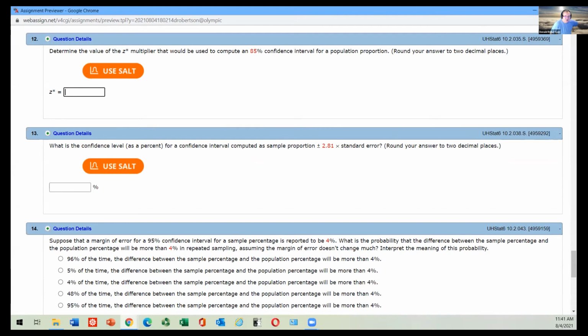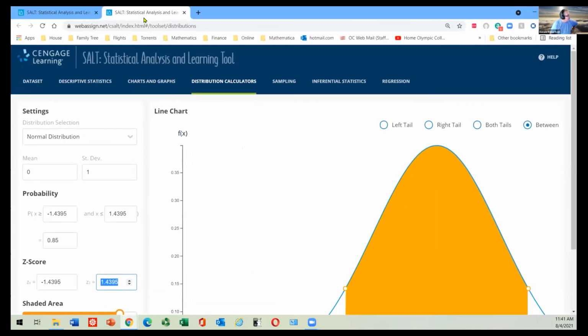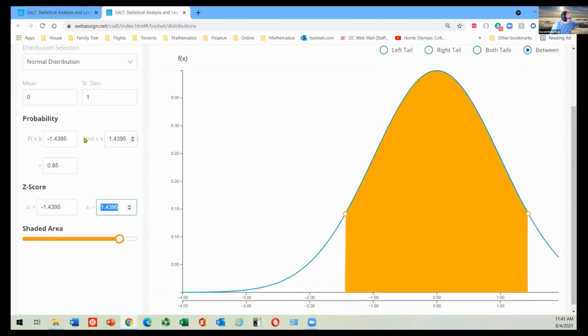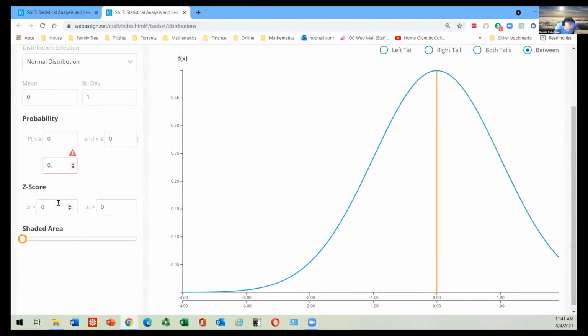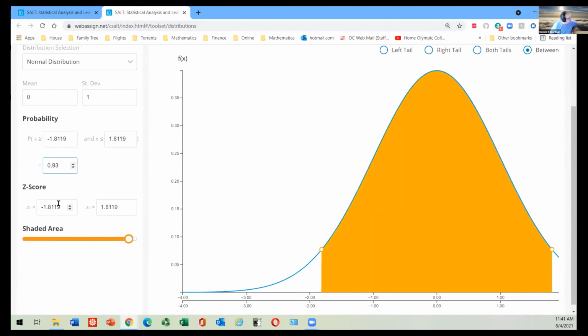Okay, so the number that we were using is 1. We did the one to 2 decimal places, so 1.44. Right. Let's suppose you wanted a 93%. Click on that, make that guy 93. Won't your answer, the magic Z score, be 1.81?